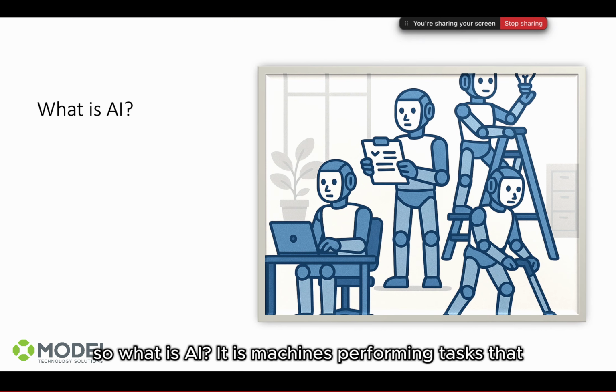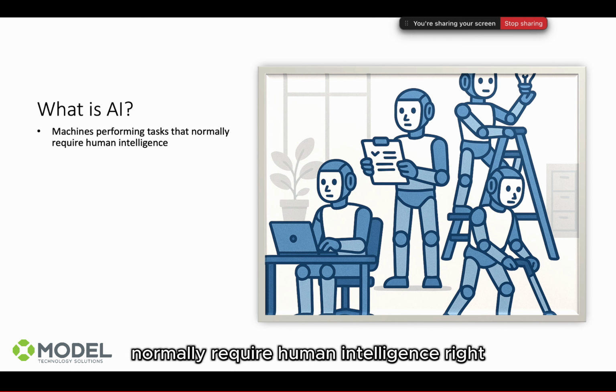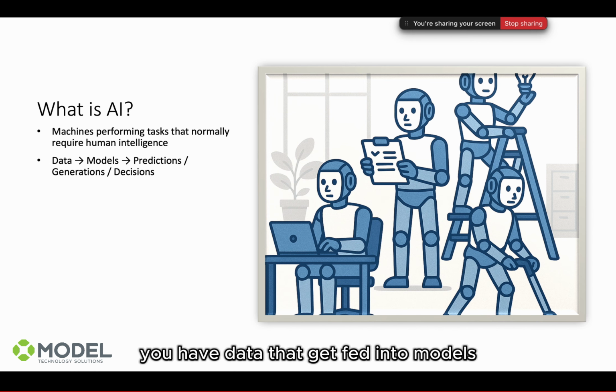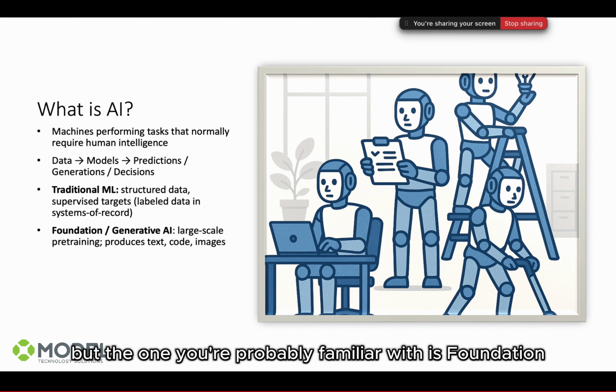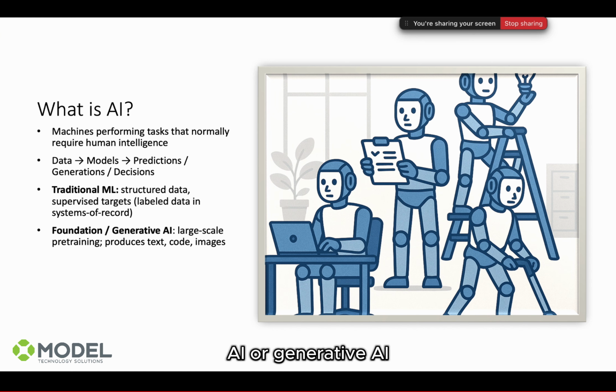So, what is AI? It is machines performing tasks that normally require human intelligence, right? You have data that gets fed into models to create predictions, generations, or decisions, and we have a lot of examples of that. We'll talk about it a little bit more in depth. We'll talk about traditional machine learning, structured data, supervised targets. But the one you're probably familiar with is foundation AI or generative AI.